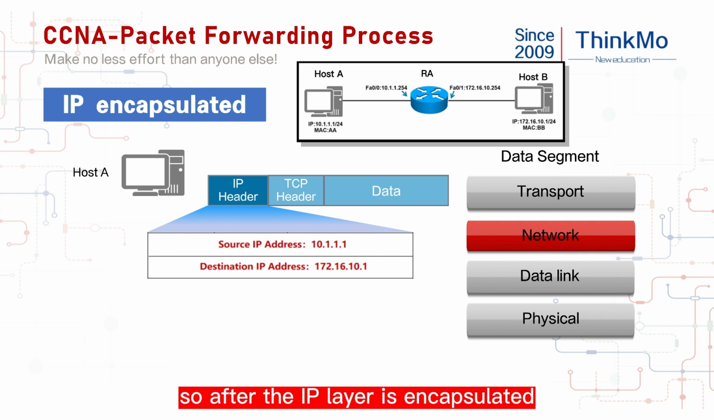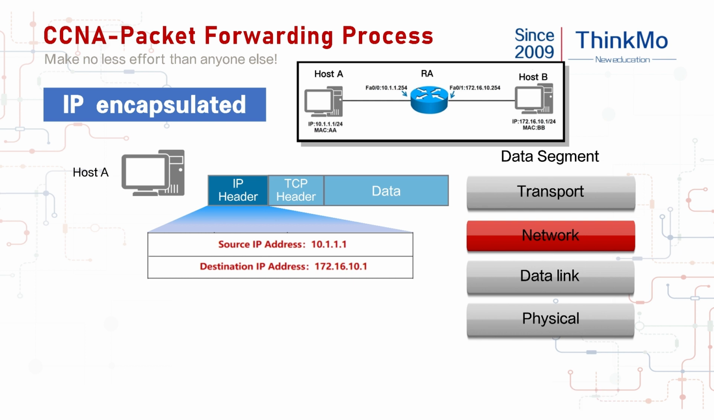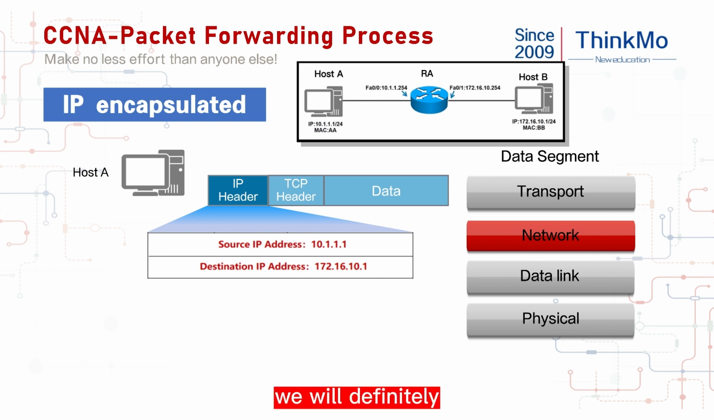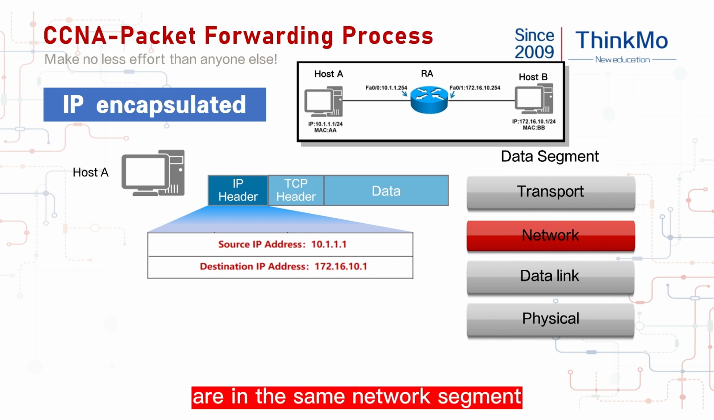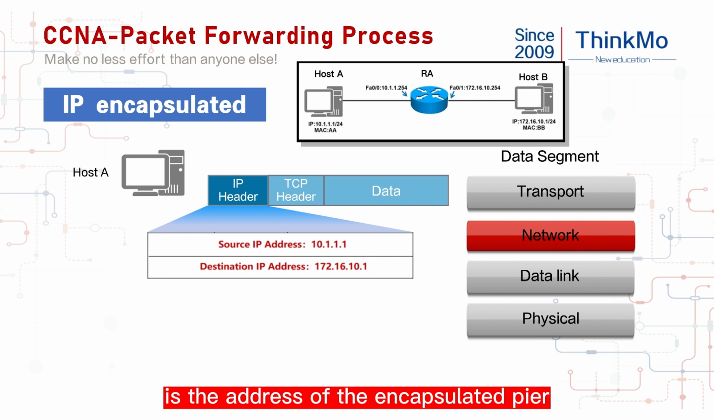So after the IP layer is encapsulated, after the source IP and destination IP are determined, actually the most critical decision is the encapsulation of the second layer. After 3 layers of encapsulation, we will definitely check whether the source IP and destination IP are in the same network segment. If in the same network segment, it means that the second layer encapsulates the address of the peer. If not in the same network segment, it means that the destination MAC of the second layer encapsulates the address of the gateway.